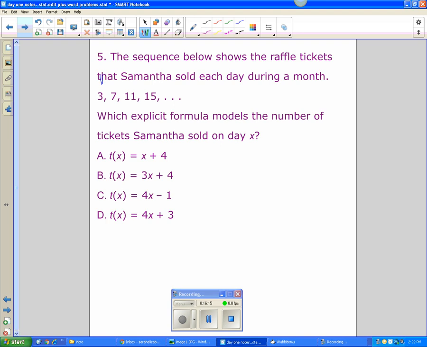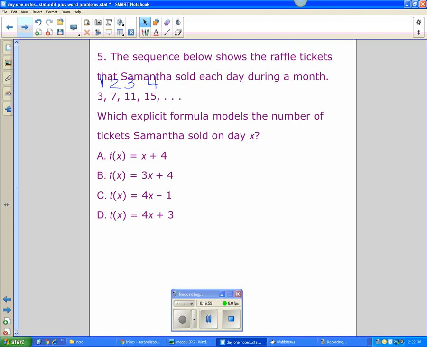So I'll put a little 1 with it. So do that on your paper. On the first day, she sold 3 tickets. Okay? What is 7? 2 days. On the second day, she had sold up to 7 tickets. And then she sold... And then... 15 on the 4th day. Okay, so on the first day, she had sold 3 tickets. By the second day, she had sold 7. By the third day, 11. And so on. Okay.